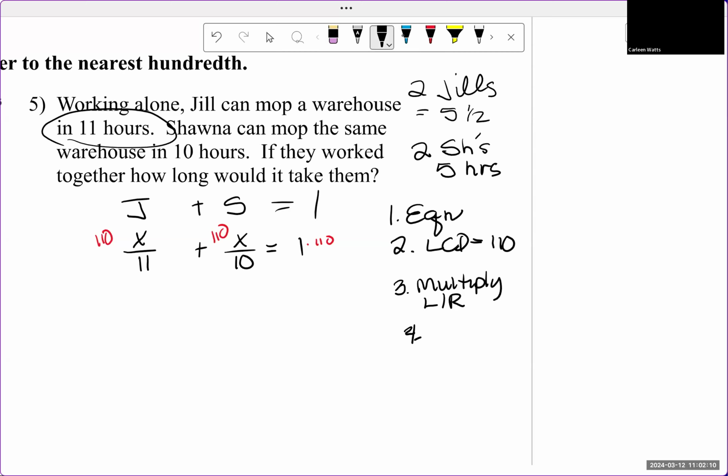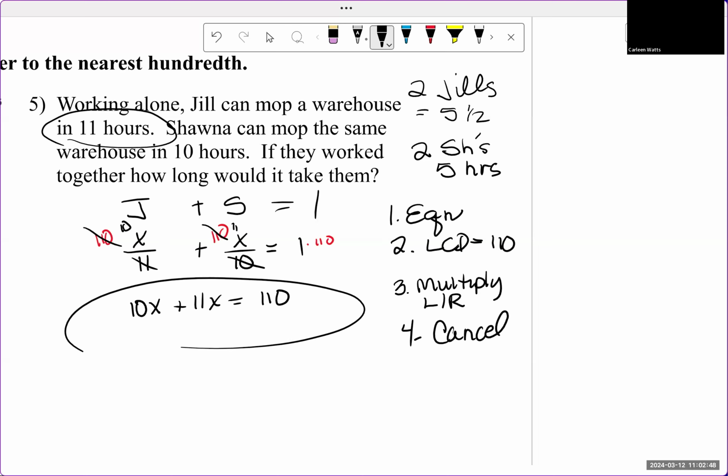Next step. Cancel. Now that's 110. You could tell that, right? So what's 110 divided by 11? Oh, 10. Where have I seen that number before? What's 110 divided by 10? 11. And nothing cancels on the right. 10x plus 11x is equal to 110.